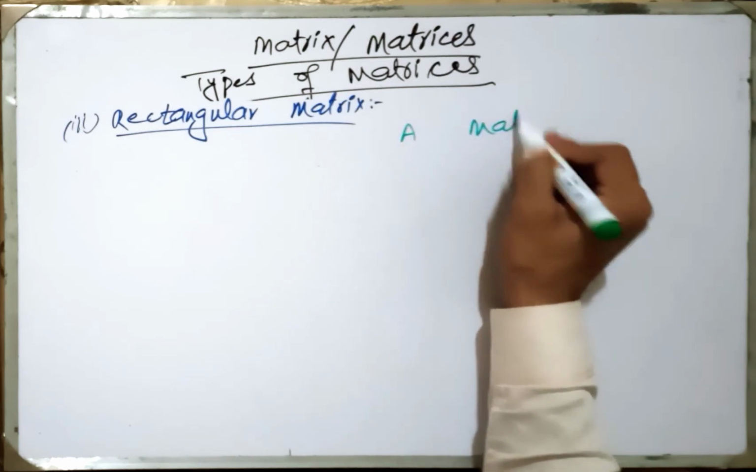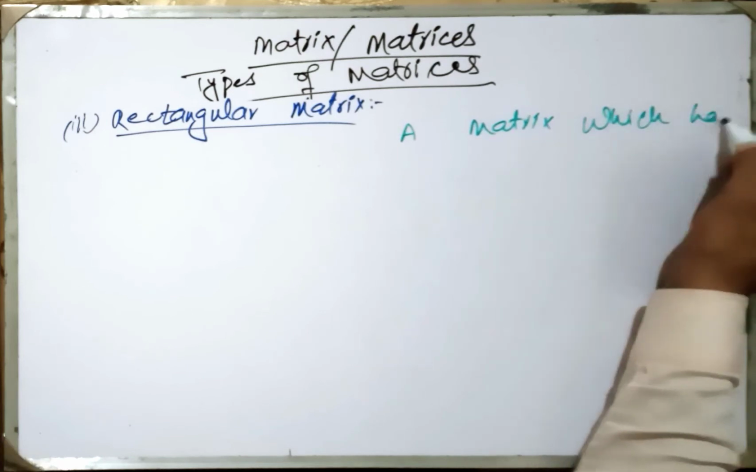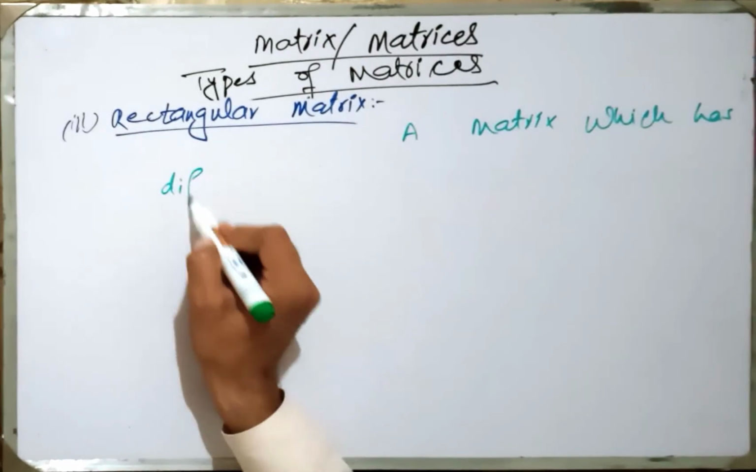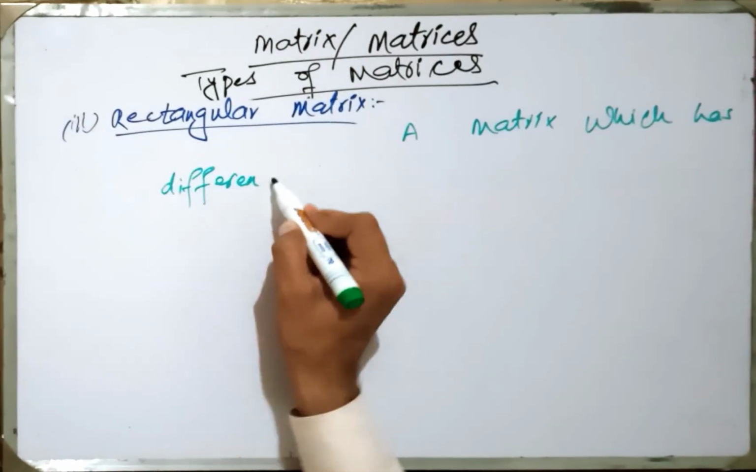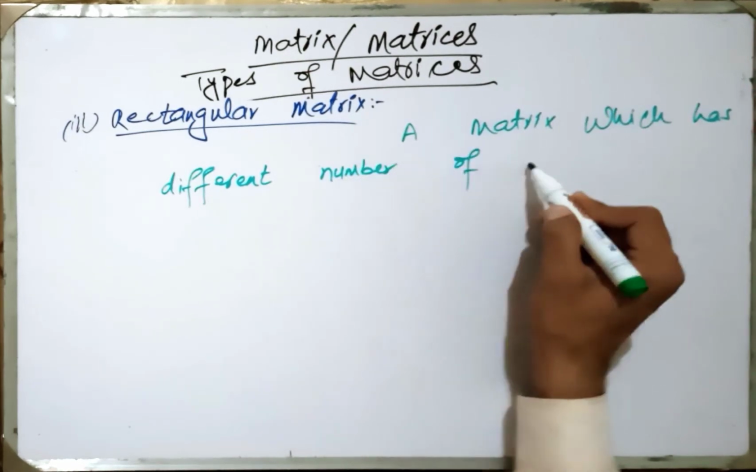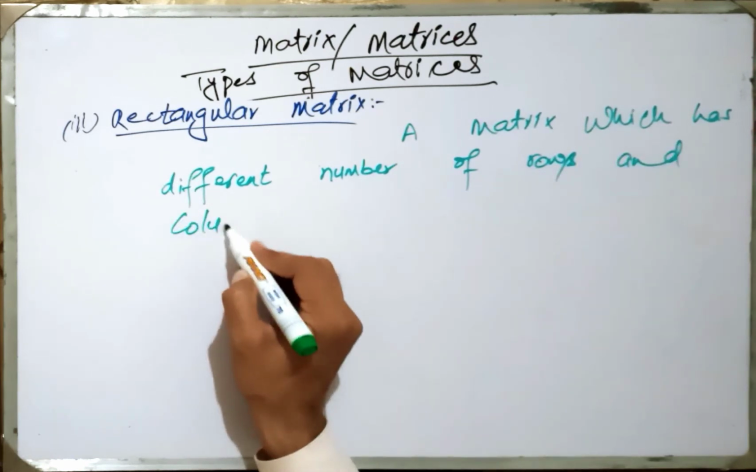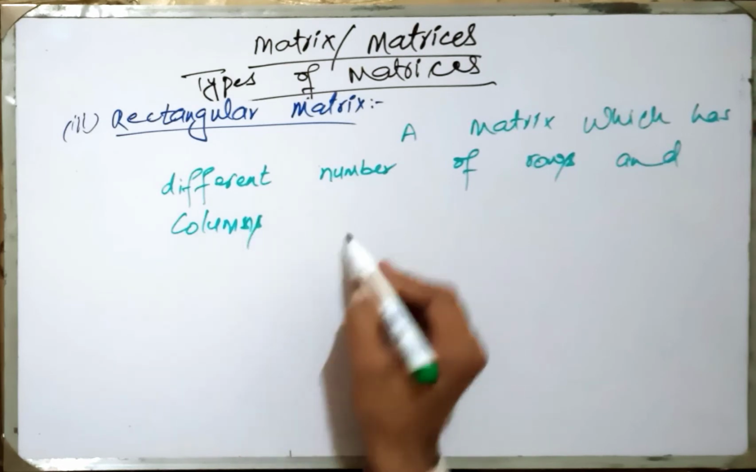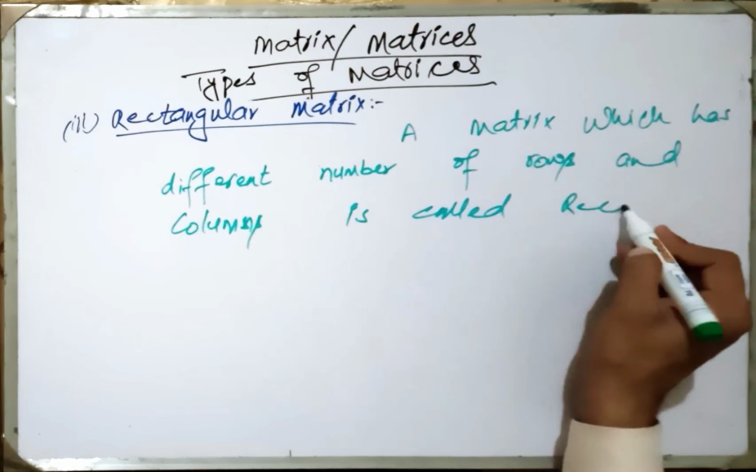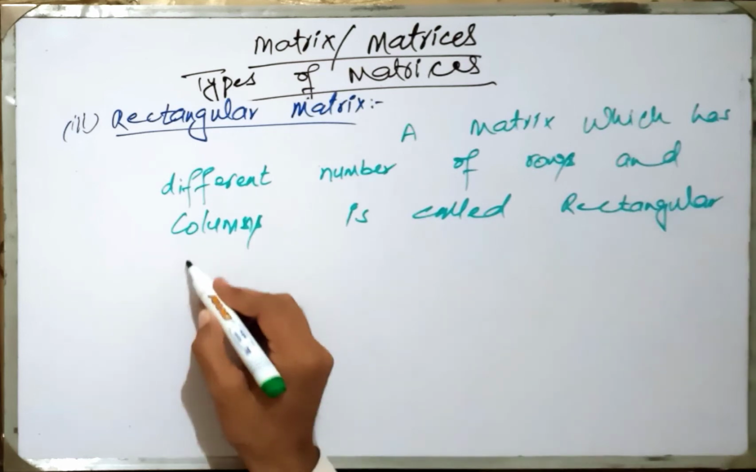A matrix which has different number of rows and columns is called rectangular matrix.